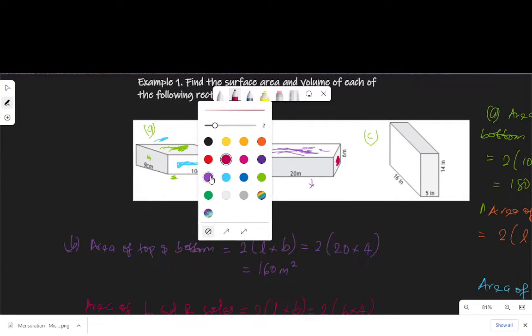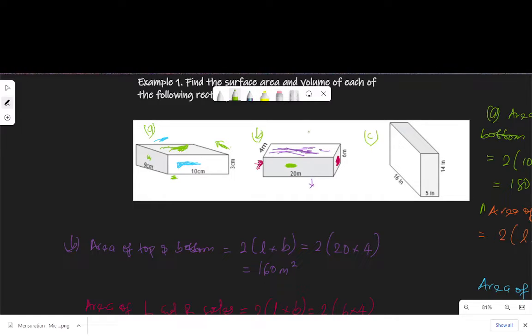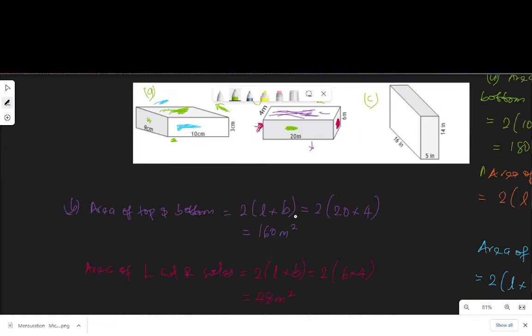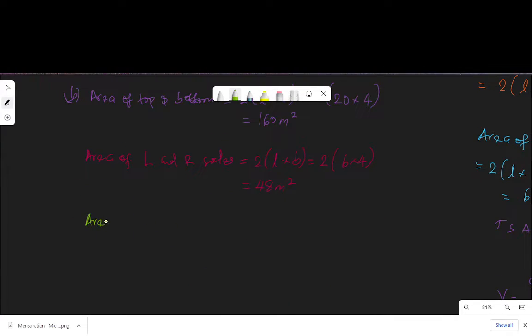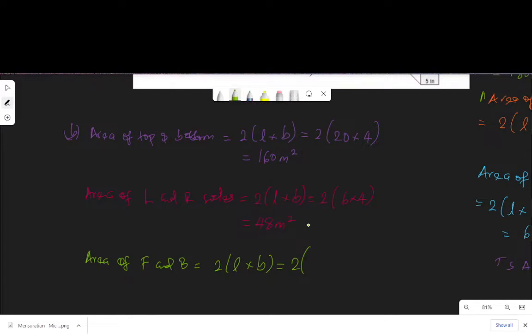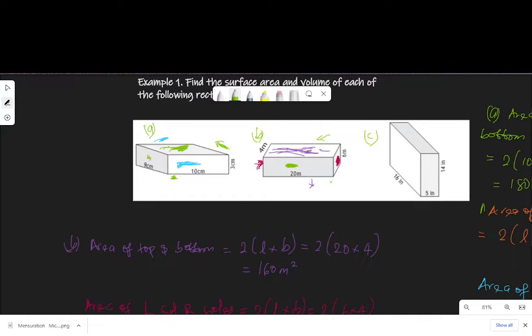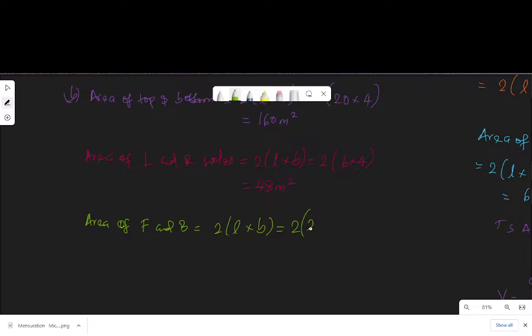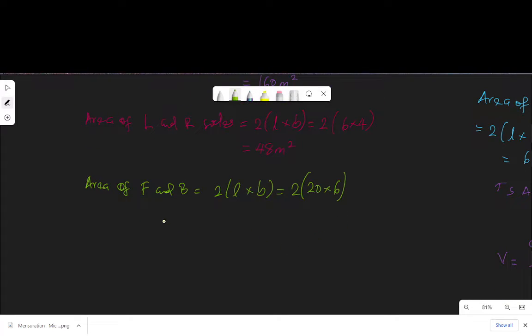Then lastly, area of the front right here. Let me use green, my favorite color. Area of the front, and you also have the same front, the same shape right at the back there. So area of front and back will be 2 multiplied by length times breadth, which is 2 times the length, 20 meters. The breadth is this height now, which is 6 meters. So 2 times 20 times 6 is 120. 120 times 2 is 240.